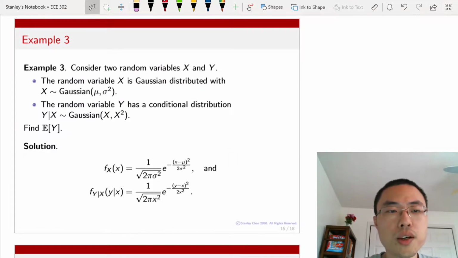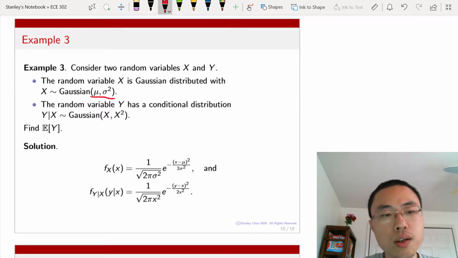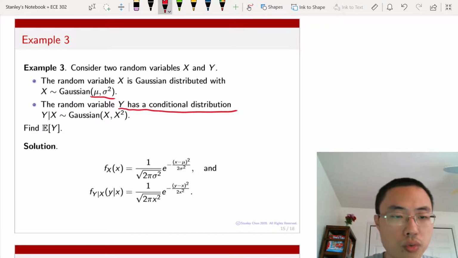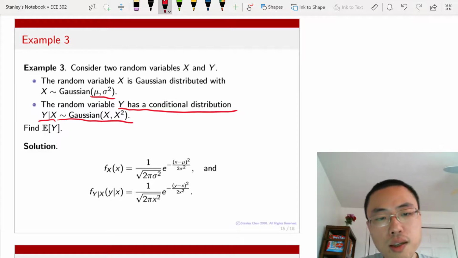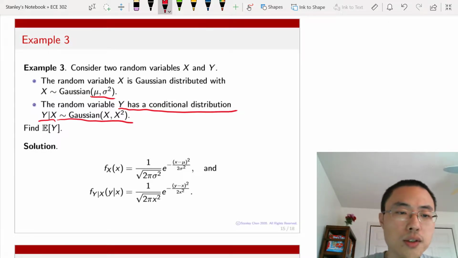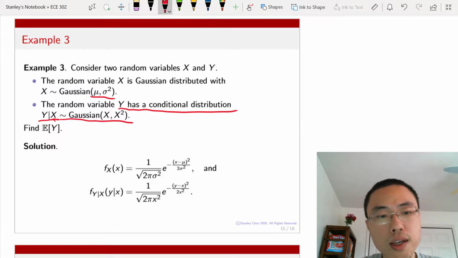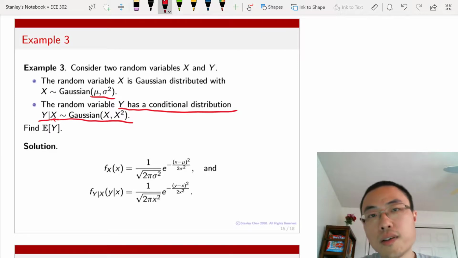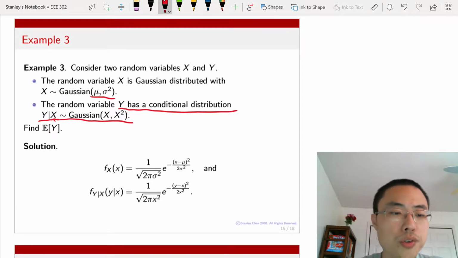So finally, let's look at the third example. In this third example, we are looking at a pair of random variables, x and y, where x is Gaussian distributed with mean mu and variance sigma squared, and the other random variable y has a conditional distribution, y given x, which is Gaussian with mean x and variance x squared. So this is a little bit complicated example where you need to specify y conditional on x, and the mean depends on x, and the variance also depends on x. Now our goal is to find the expectation of y.